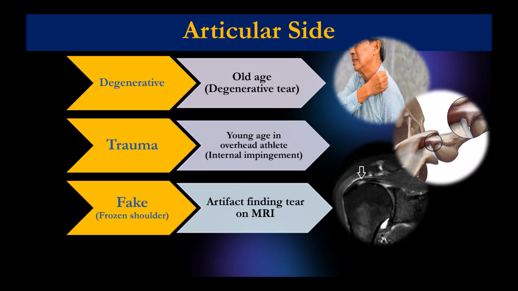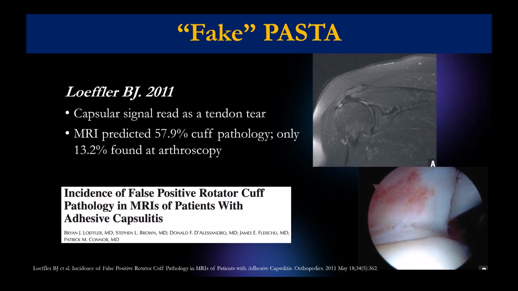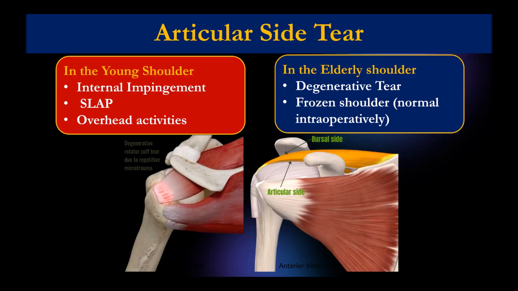Another one is the fake PASTA. Fake PASTA means you see it on MRI, but when you get in the joint, you do not see it, right? This is very common in frozen shoulder patients. On MRI you can see a white signal in the tendon, but many times when you get in the joint, you cannot see any lesion, right? Sometimes it's intratendinous tendinosis, but you think this is a PASTA lesion. So most of the time we don't need to do anything, right? For the young PASTA and the elderly PASTA, we approach the patient in different ways.